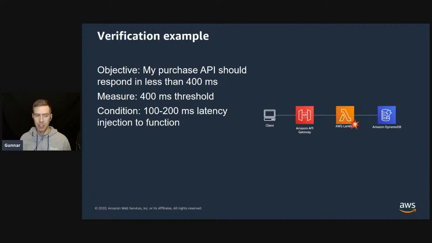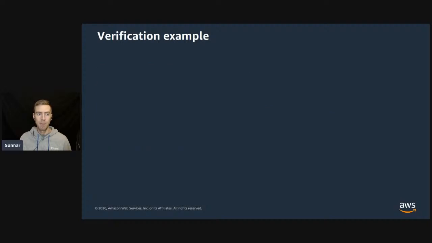And we then add our condition. In this case, we're going to inject 100 to 200 milliseconds of latency into our function. So for each invocation of our Lambda function, we will get an additional 100 to 200 milliseconds of latency. And then we're able to verify that part of our application. We can then see if it passes verification or if it fails verification. So that's one example of how we can add conditions to our verification process, and in this case, by measuring the purchase API.